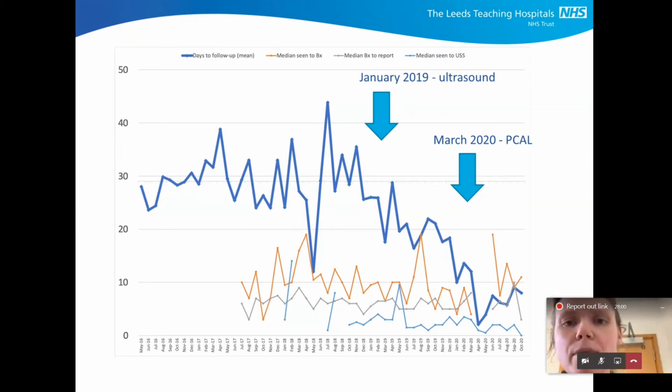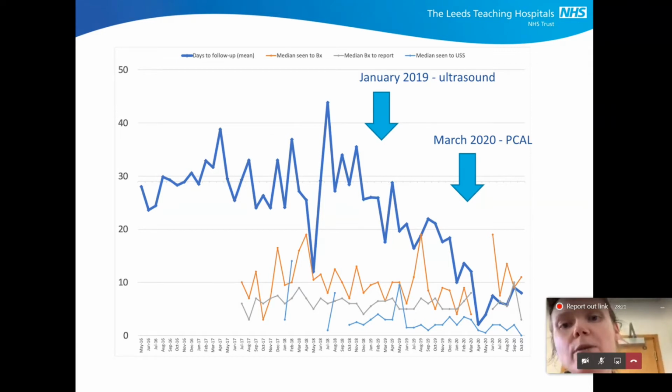The other lighter wiggly lines are the subcomponents of that lead time. The orange is the time it takes from the referral to the biopsy, the grey is when the biopsy is done to when the biopsy report is available, and the light blue at the bottom is the number of days patients waited to have a temporal artery ultrasound.